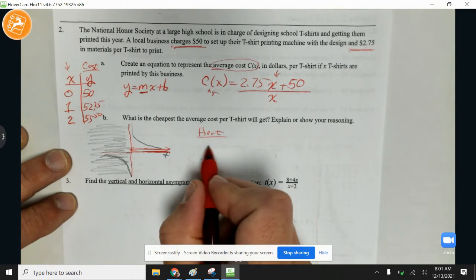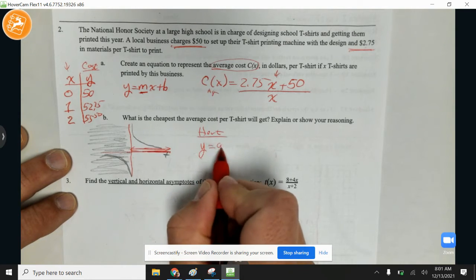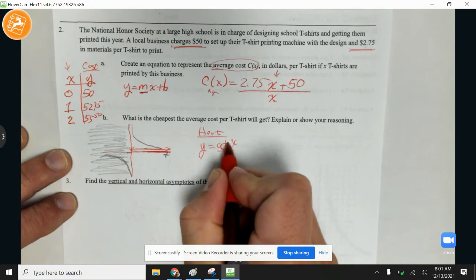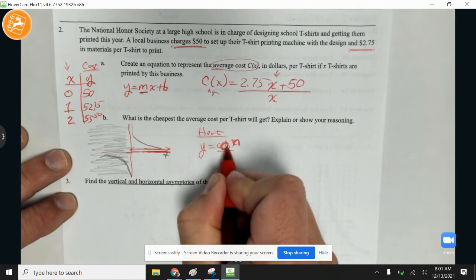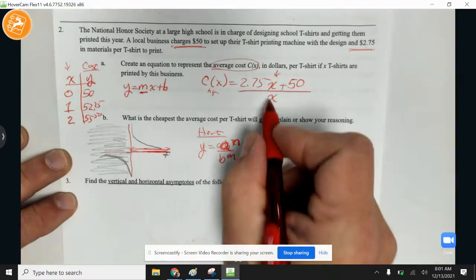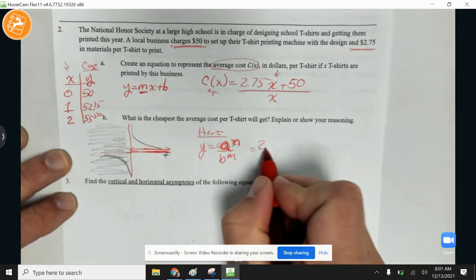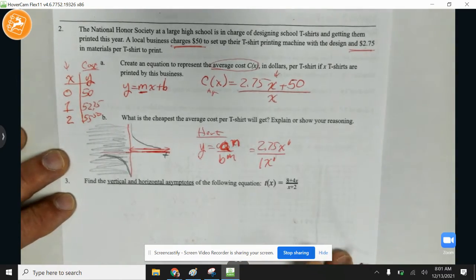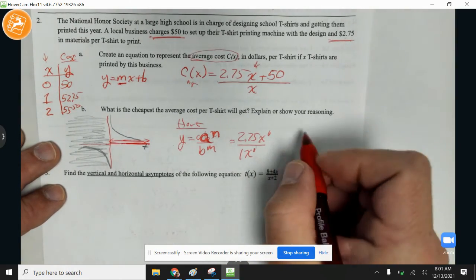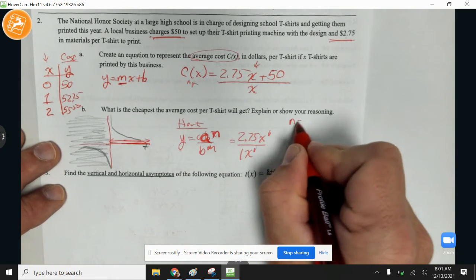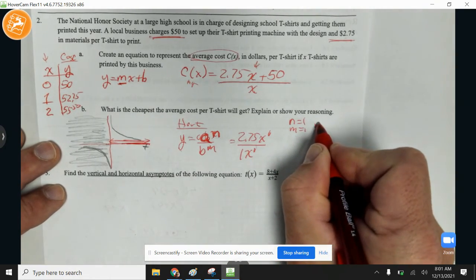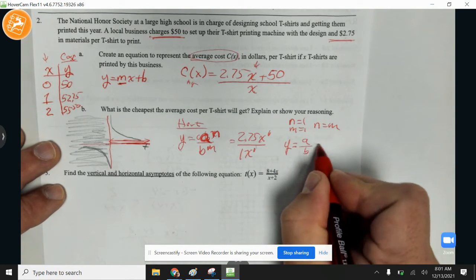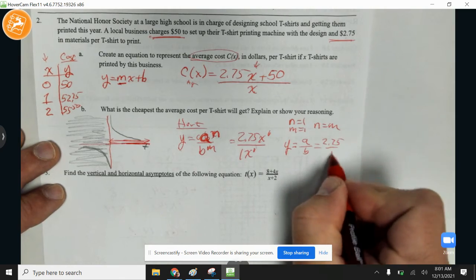Okay, so I'm going to take my y equals a n over b m, where n and m are the degrees. So I'm looking at my condition here. I'm going to have 2.75 x to the first, 1 x to the first. On my conditions for my horizontal asymptote, I have n equal to 1, m equal to 1, so n equals m. So I have my condition of y equals a over b, which is simply 2.75 over 1.